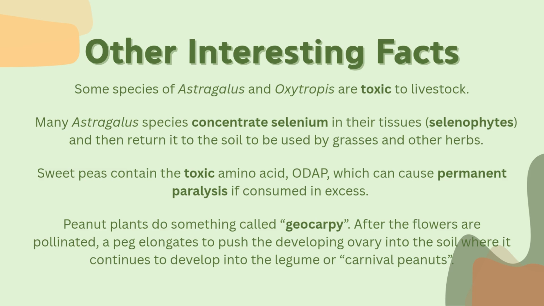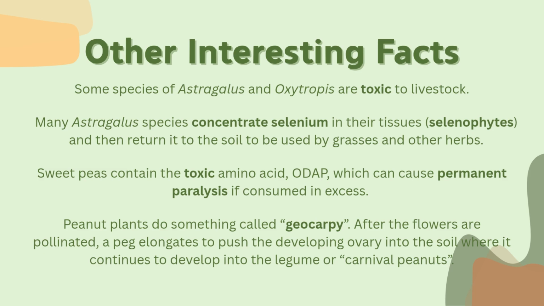All right, and now we'll finish up with some fun facts about some of the members of the pea family. Some species of Astragalus and Oxytropis are toxic to livestock. Okay, not such a fun fact, but interesting nonetheless. Many Astragalus species concentrate selenium in their tissues, making them selenophytes, and they then return it to the soil, and that selenium can be used by other nearby grasses and herbs. Sweet peas contain the toxic amino acid ODAP, which can cause permanent paralysis if consumed in excess. Another really fun fact, clearly.